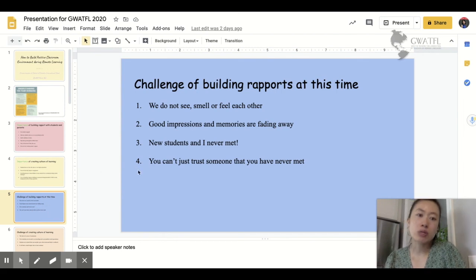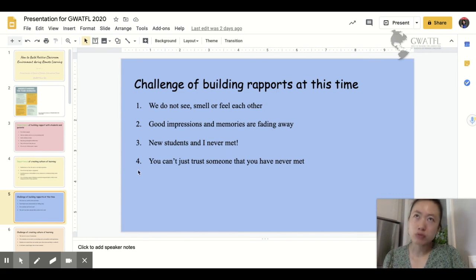Challenge of building rapport at this time. Building relationships with kids and parents is so important, but why is building this rapport much more difficult than in a traditional school setting? First, we do not see, smell, or feel each other. When it comes to personal relationships, the best way to bond is to see this person. Imagine, if you're a parent like I am, how you build your relationship with your own kids. You hold them, you talk to them, you smile at them, right?